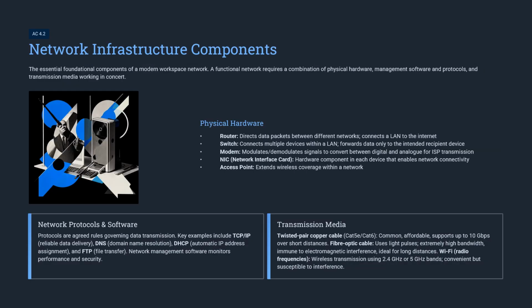Next, let's look at network infrastructure components. A network is built using devices such as routers, switches, modems, access points, and network cables. These components work together to connect devices, manage data traffic, and provide reliable communication across the network.